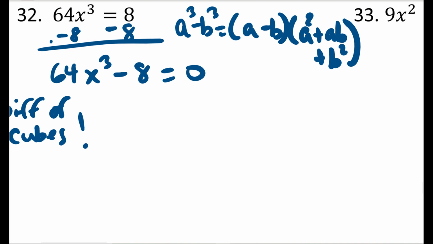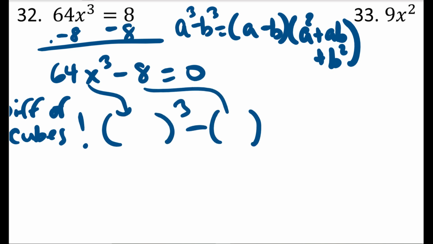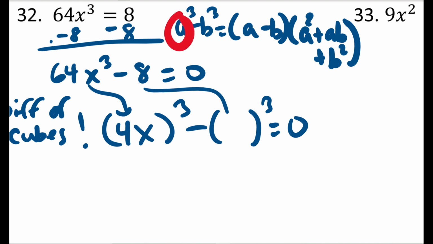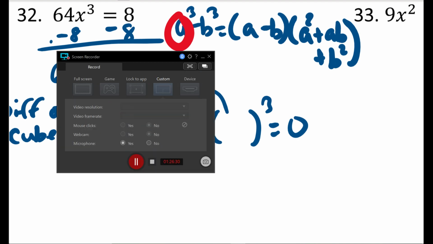So therefore, what is the cube root of 64? If I were to write this as something cubed and then this as something cubed, how would I write it? Well, I know that 4 cubed is 64. 4 times 4 is 16. 16 times 4 is 64. So 4 cubed. And so it's going to be 4x. So 4x to the third gives us 64x to the third. Because of that, now I know that a is 4x. Okay, so I know a is 4x.